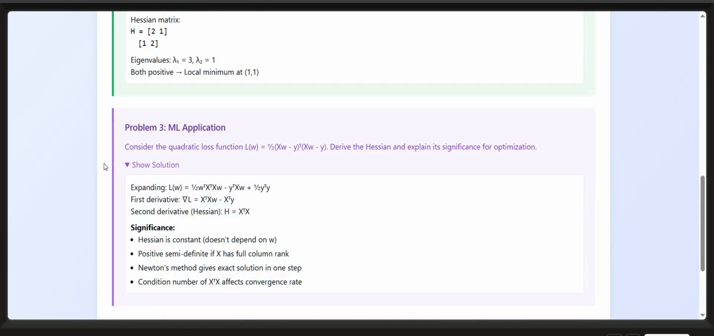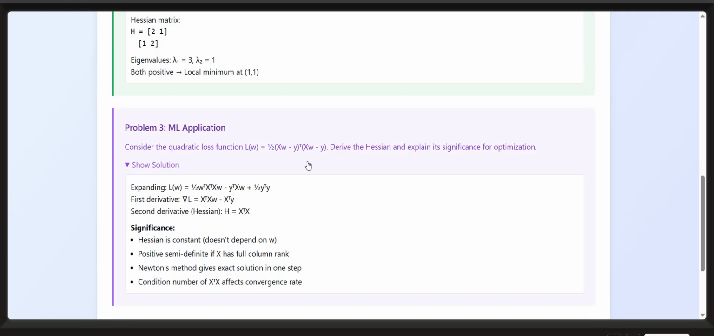Okay, problem 3, ML application. What is that? Problem 3 is about deriving the Hessian for a common loss function. So we have a quadratic loss, L of w equals 1/2 times (xw minus y) transpose times (xw minus y).